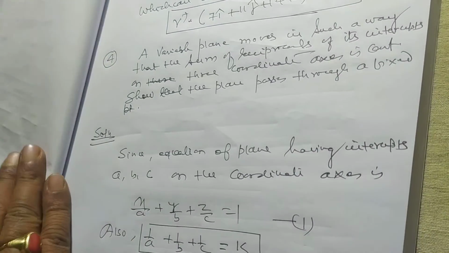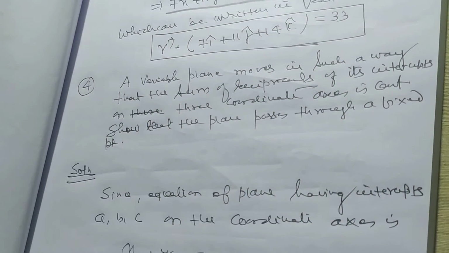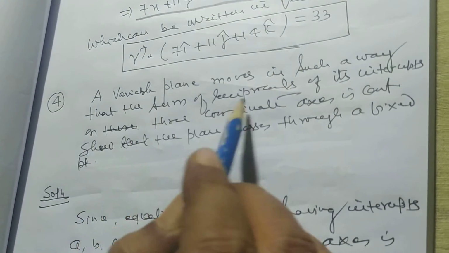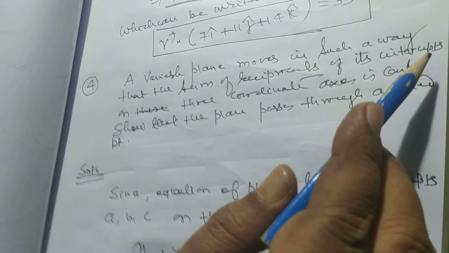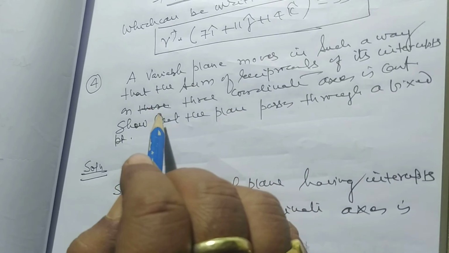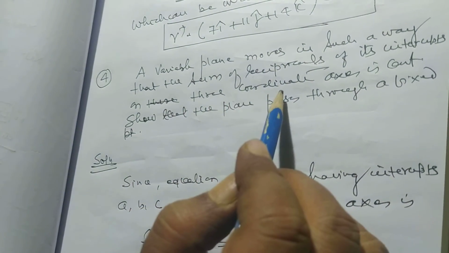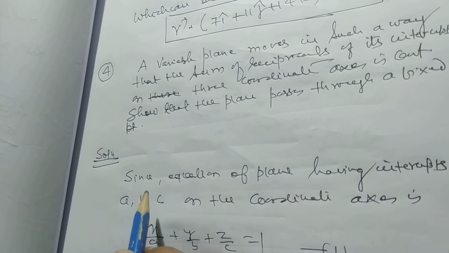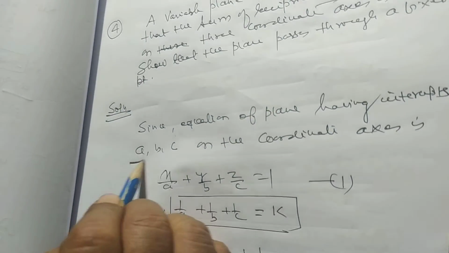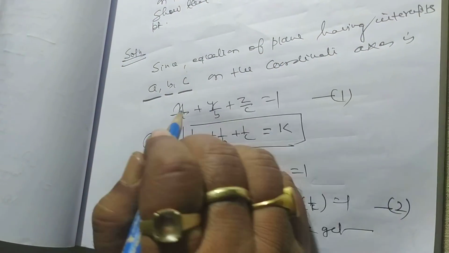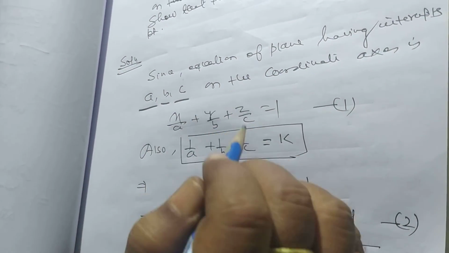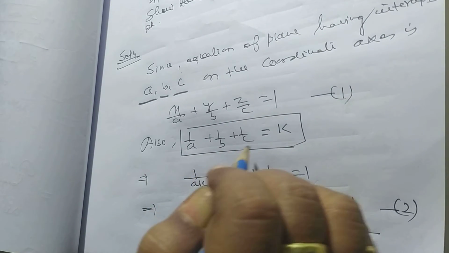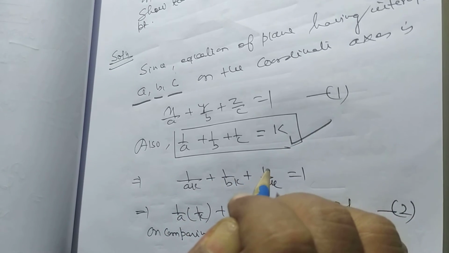I want to solve some problems on intercept form also. A variable plane moves in such a way that the sum of reciprocal of its intercepts on 3 coordinate axes is constant, so that the plane passes through a fixed point. Since equation of plane having intercept a, b, c on the coordinate axis is x by a plus y by b plus z by c is equal to 1. Also 1 by a plus 1 by b plus 1 by c is equal to k. It is given in this question.